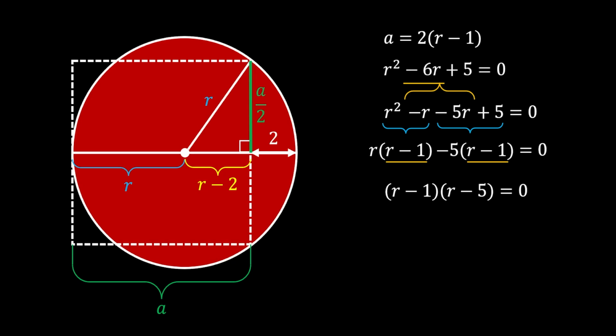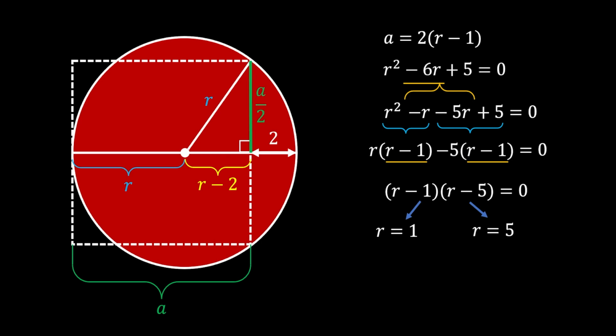From here we have two possible solutions. The first one will be that the factor of r minus 1 is equal to 0, and that means that r is equal to 1. And the second one is that the factor of r minus 5 is equal to 0, and that means that r is equal to 5. But we will notice that since the distance between the center of our circle and the right side of our square is equal to r minus 2, that means that r cannot be equal to 1.